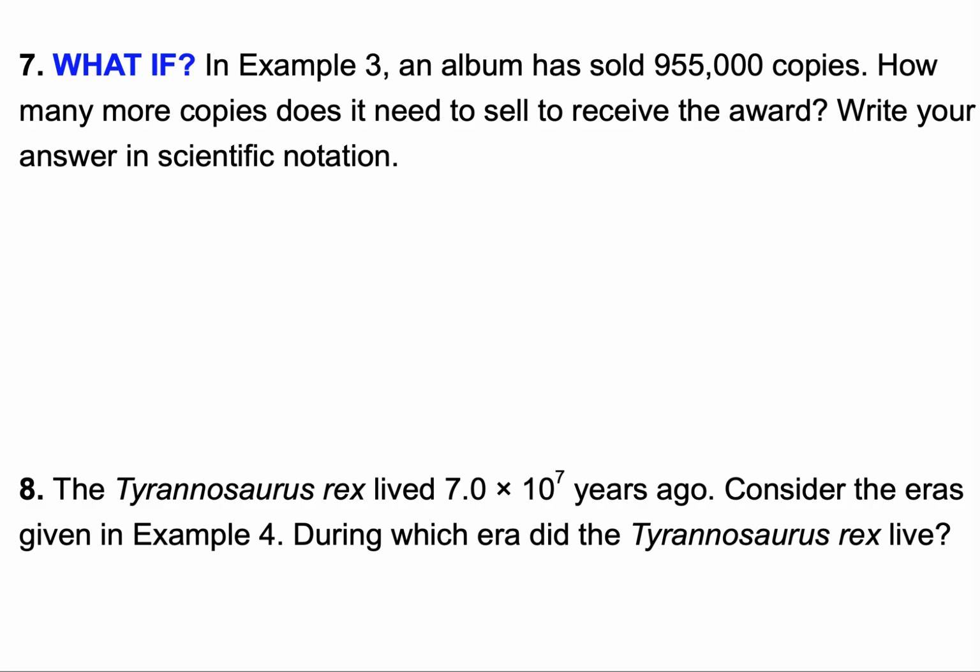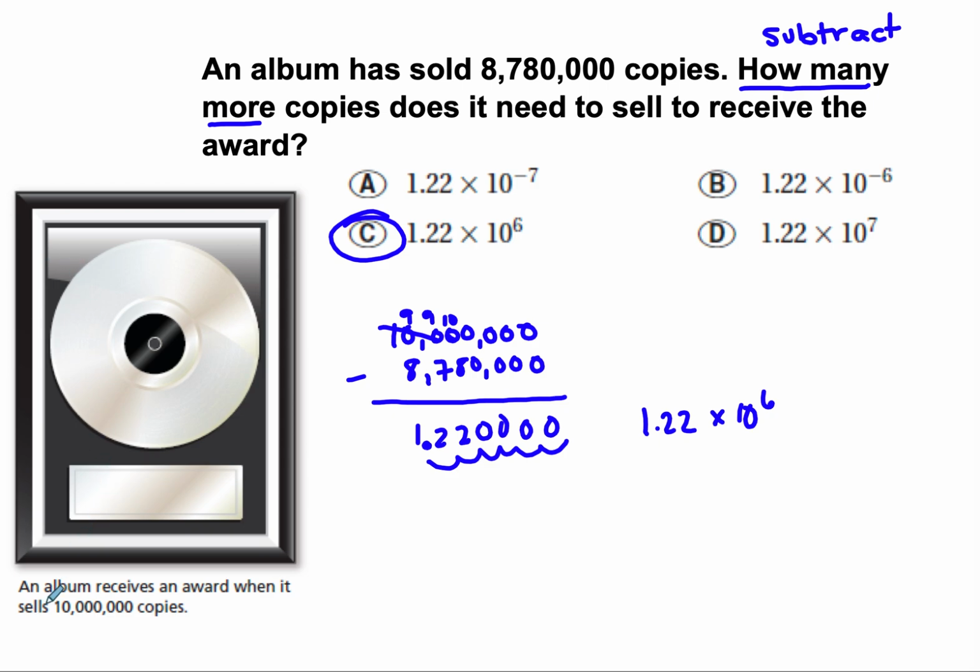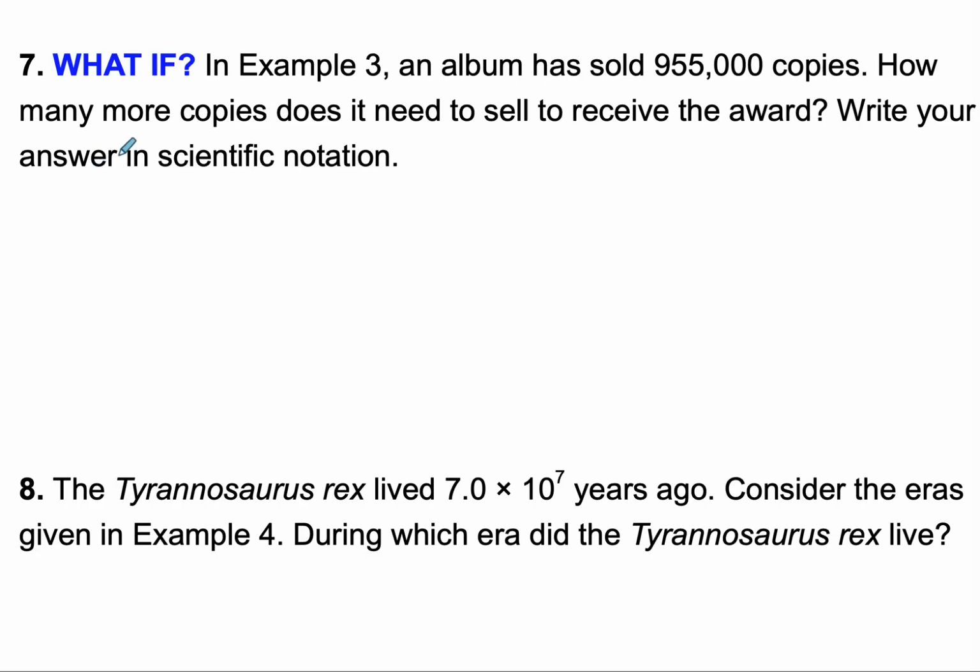So what if in example 3, an album has sold 955,000 copies? How many more copies does it need to sell to receive the award? Okay, so remember we needed 10 million copies. How many more means we are subtracting? All right, so 0 minus 0, 0. 0 minus 0, 0. 0 minus 0, 0. 0 minus 5 takes me to the negative, so I need to borrow.